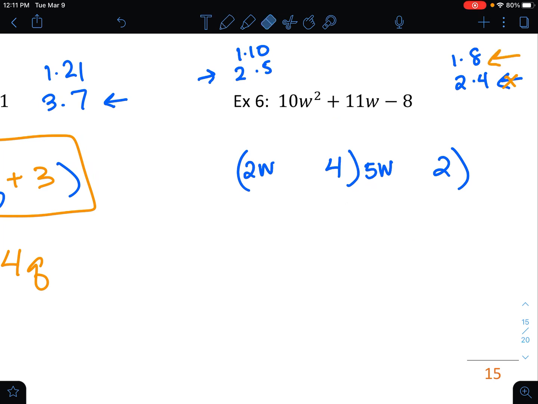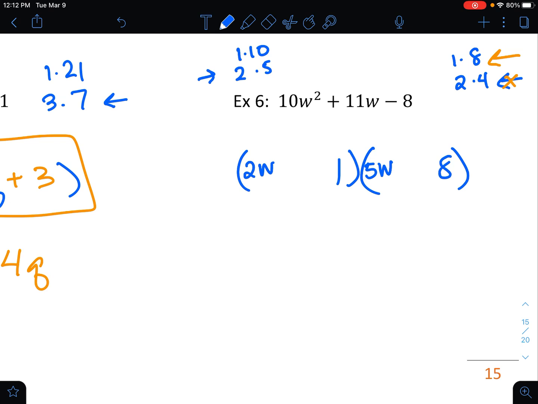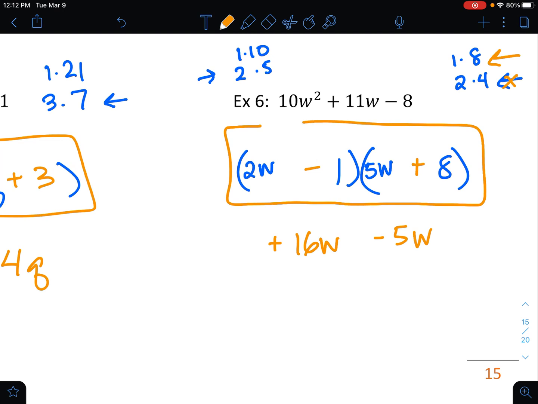Okay, so let's take out 4 and 2. And so I'm going to try 1 and 8 and see what happens. So I've got 2 times 8 is 16W. 1 and 5 is 5. Okay, 16 minus 5 is 11. So if I want the 11 positive, make the bigger number positive, the smaller negative. So the 16 comes from here, 8 and 2, the 5 here. Now, do I get negative 8 at the end? So negative 1 and 8, yeah, I've got negative 8. So there is my solution. And so go ahead and circle it or box it.